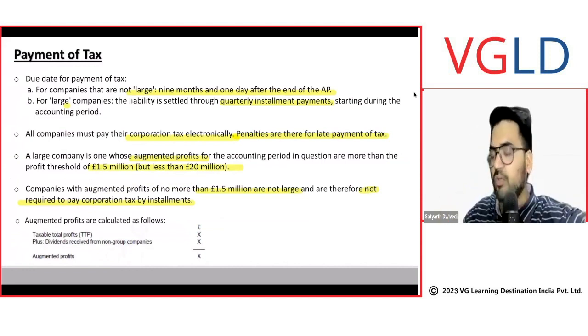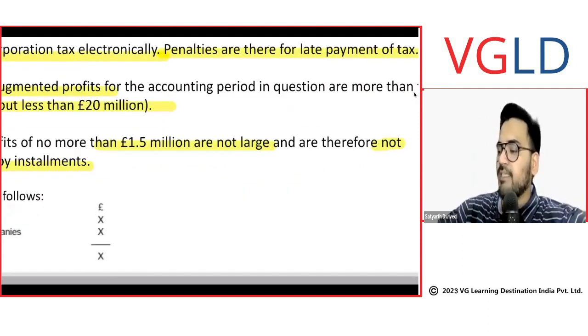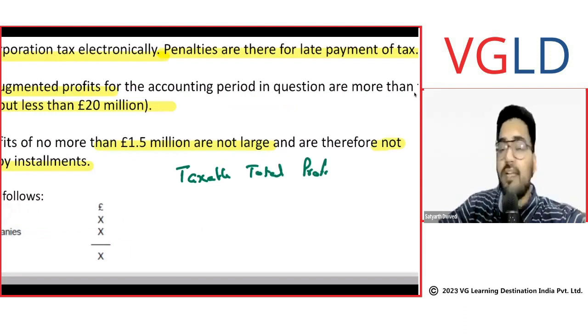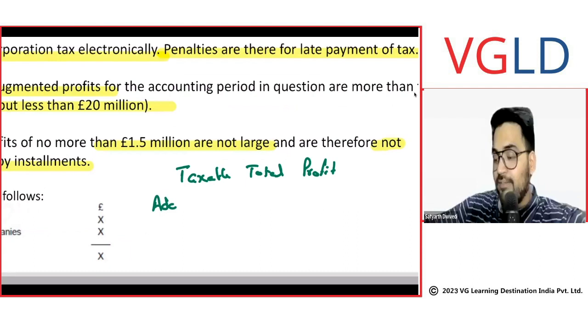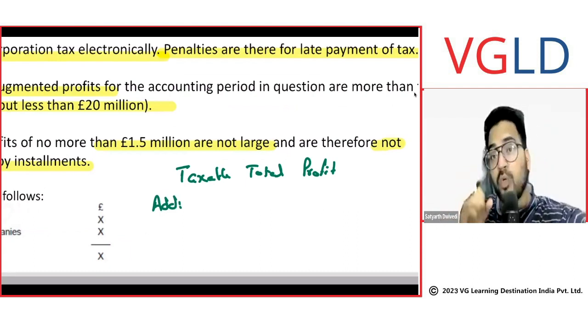How do we calculate? So what we do is, we take TTP. TTP is taxable total profit, and we add all the dividends that you have received. Add dividend, but that dividend should be from a non-group company. Now you need to understand what is a group company.